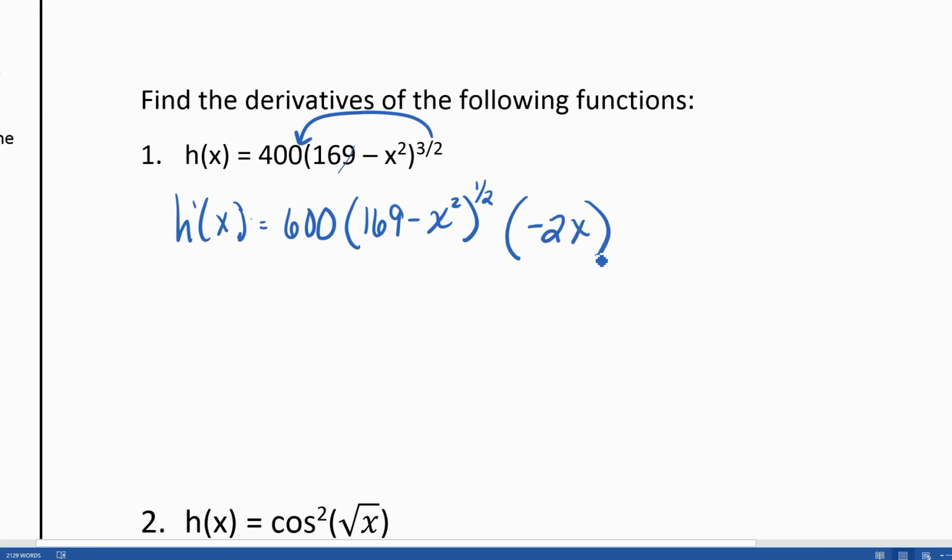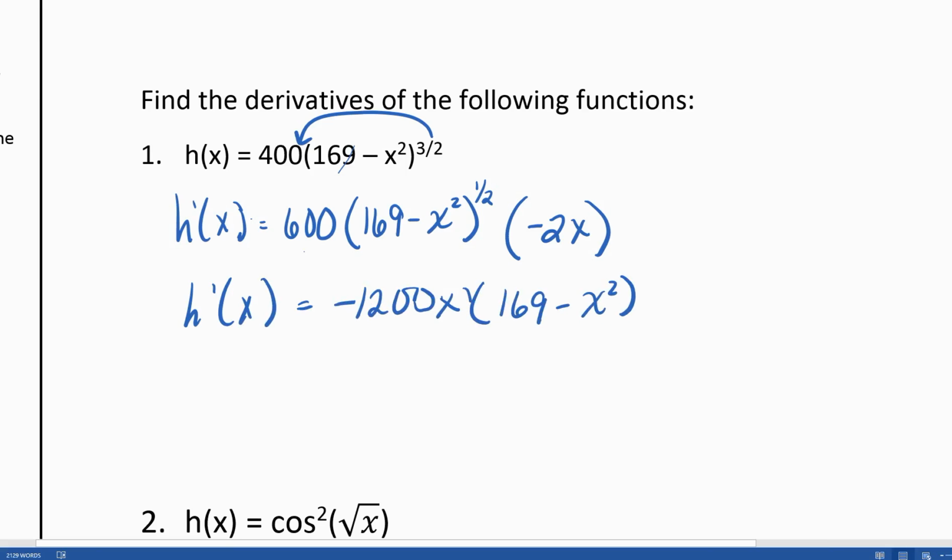Okay, and the only thing we can kind of do if we want to clean this up is we can multiply the 600 times the negative 2x, and that would be negative 1200x times 169 minus x squared to the 1/2, which would really be the square root. So you could write it as negative 1200x times the square root of 169 minus x squared.